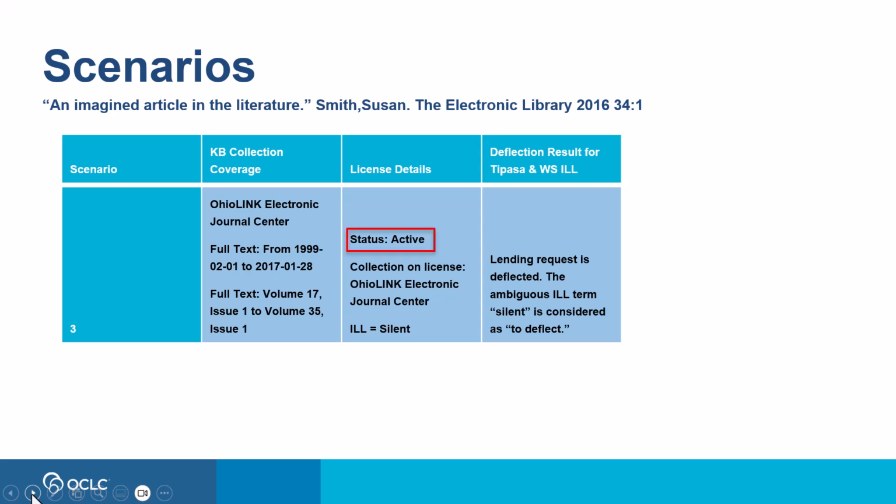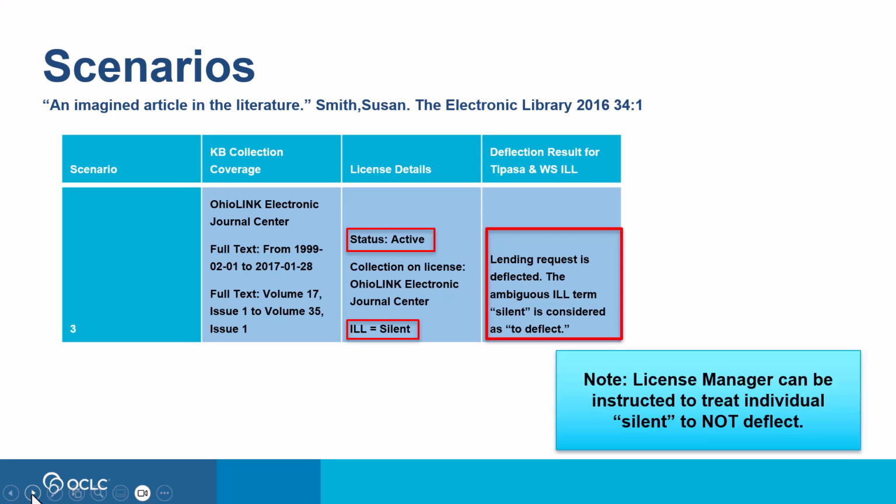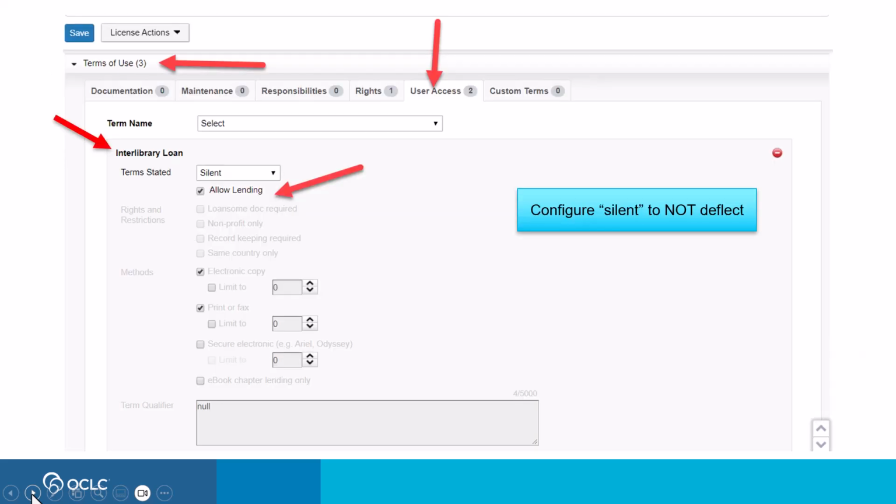The third scenario has licenses active and ILL equals silent. In this situation, requests are deflected because ILL equals silent is a reason to deflect. You can instruct License Manager to treat silent to not deflect. To instruct License Manager to treat silent to not deflect, first search and locate the license and click Terms of Use accordion to expand it, then click the User Access tab, scroll down to Interlibrary Loan, and select terms stated as silent. Then check the Allow Lending box and save it.